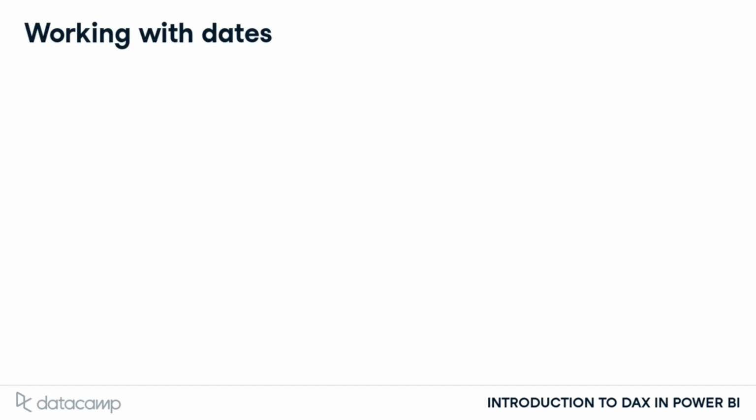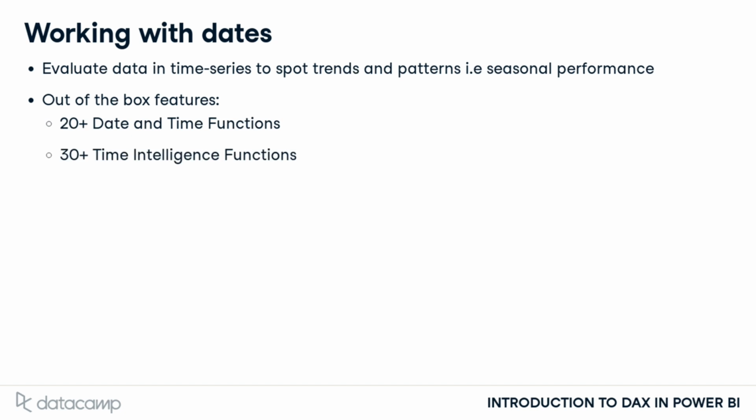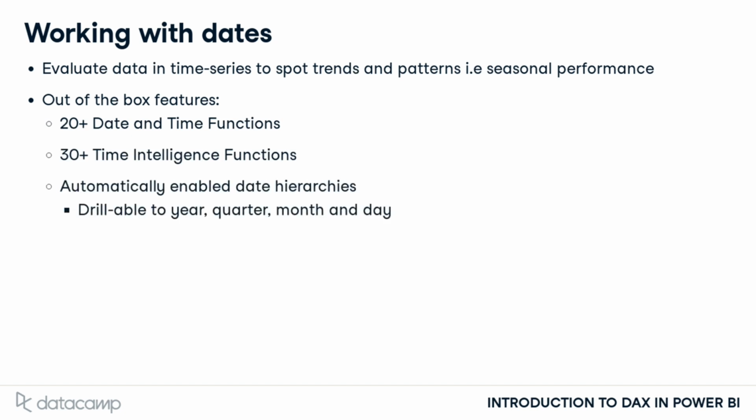Working with dates in your reports is very common. There will always be occasions where we need to evaluate data in a time series to be able to spot trends and patterns. Out of the box, DAX has useful functions and features that support working with dates. It contains over 20 date and time functions and over 30 time intelligence functions, and it is able to generate date hierarchies to drill down on visualizations.